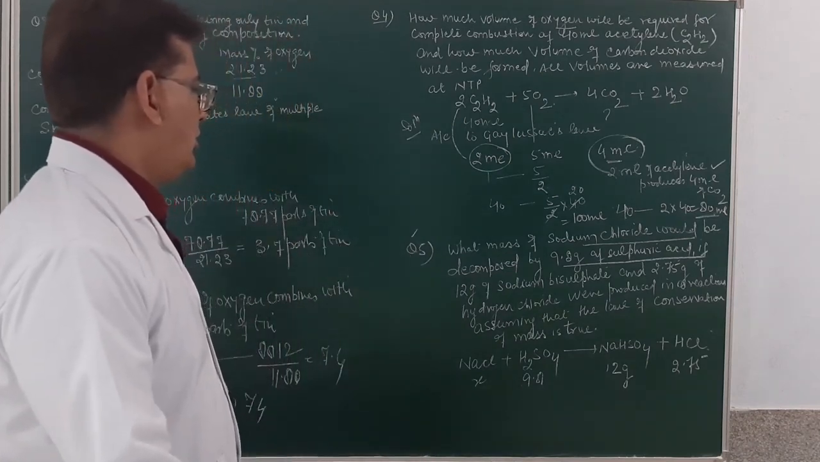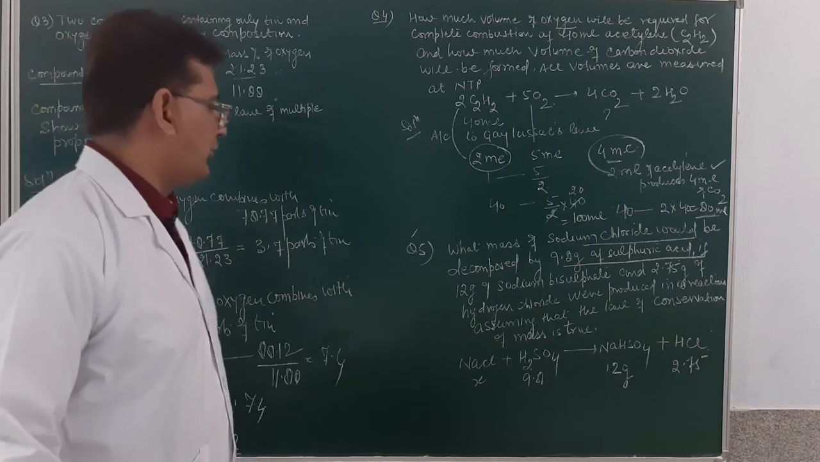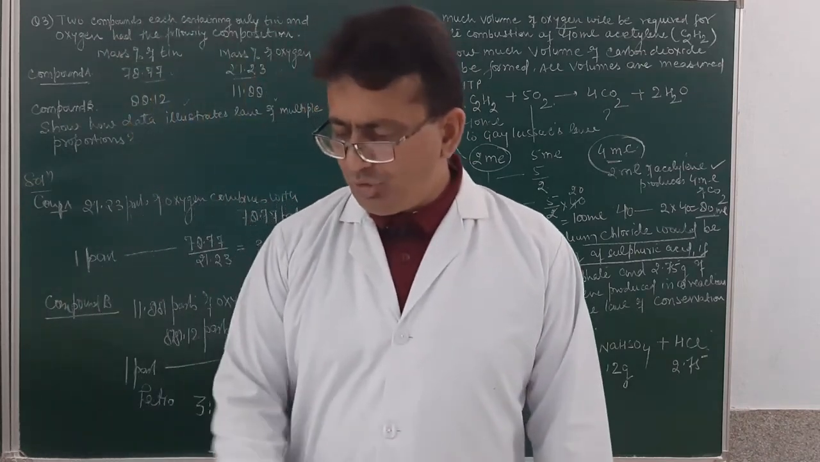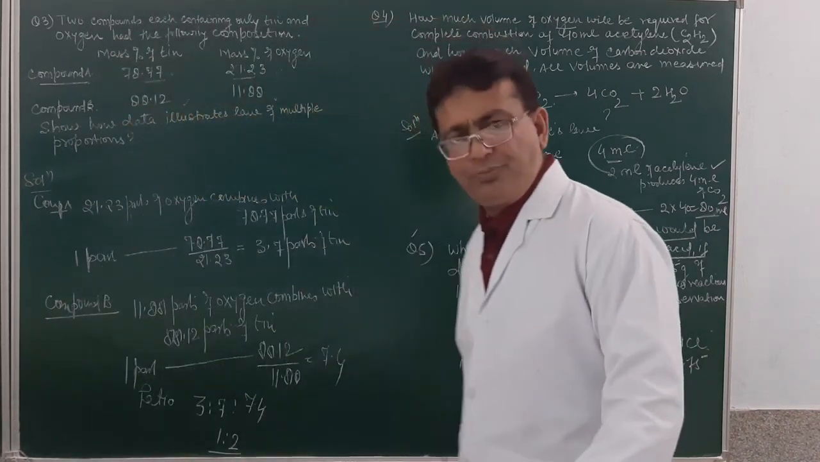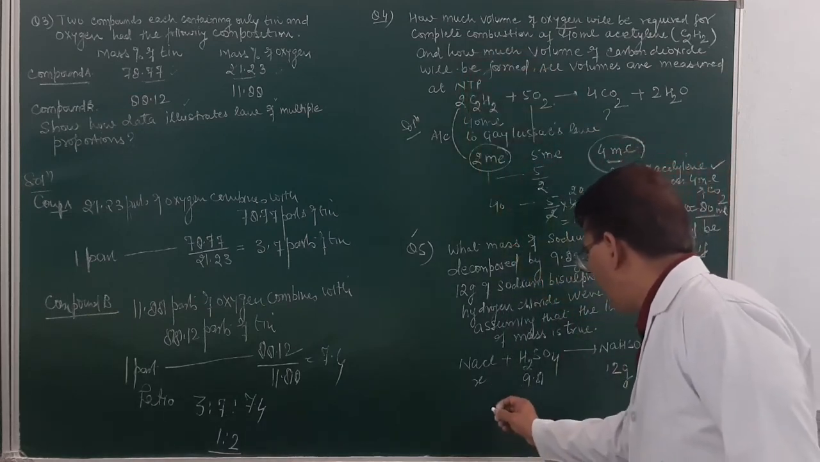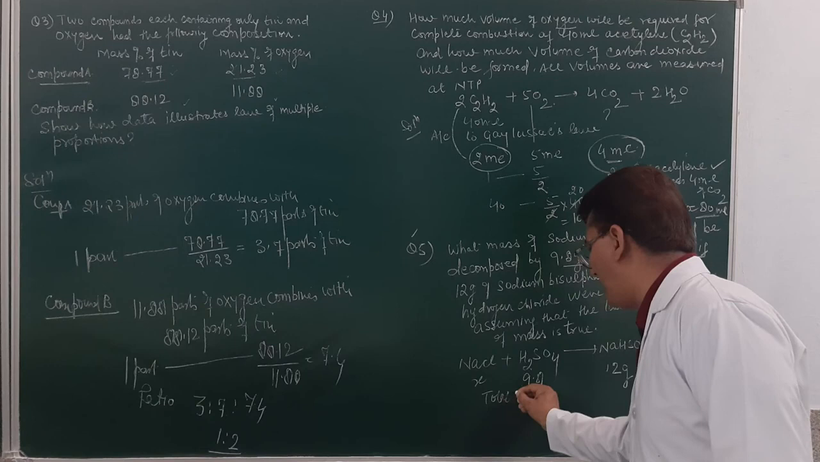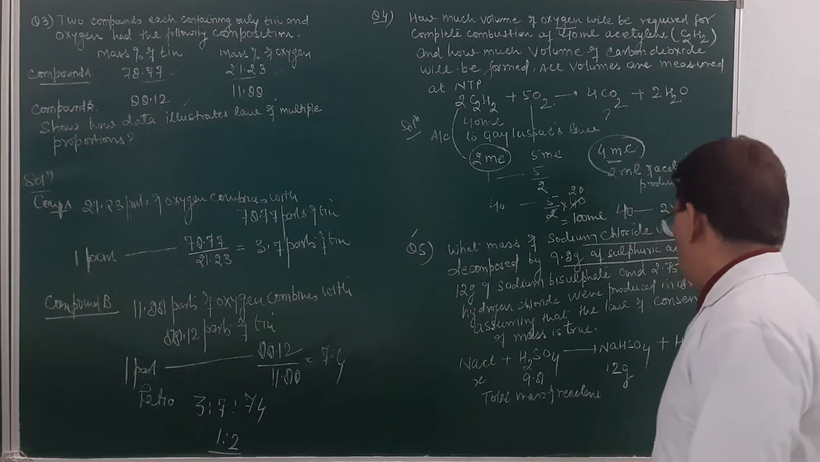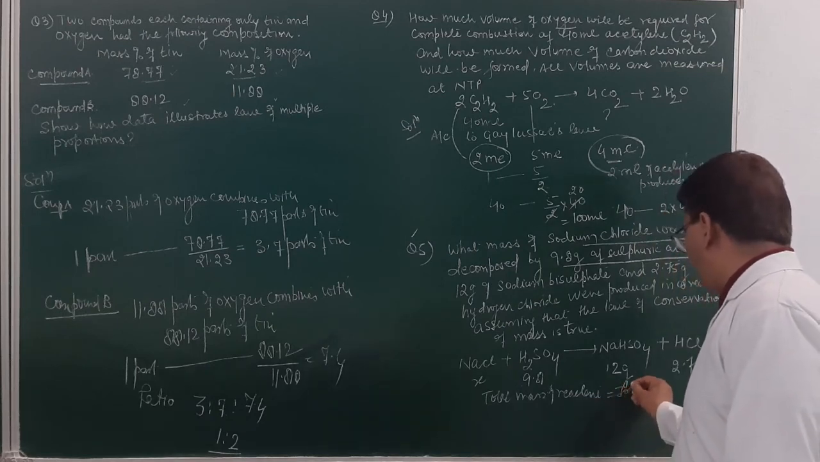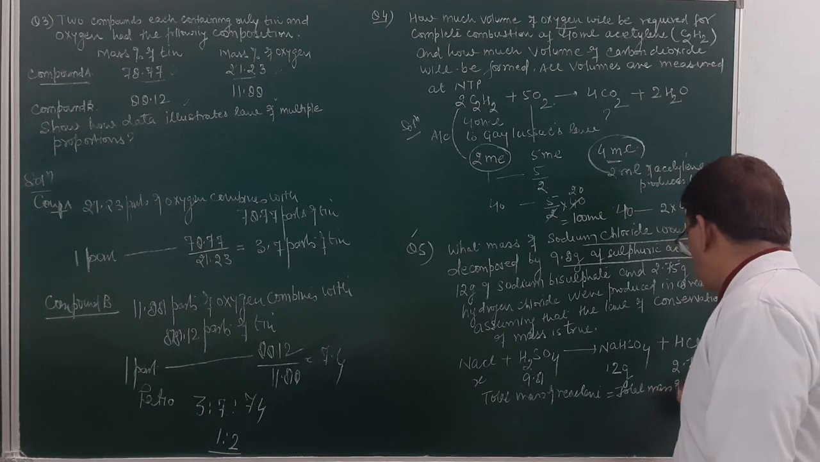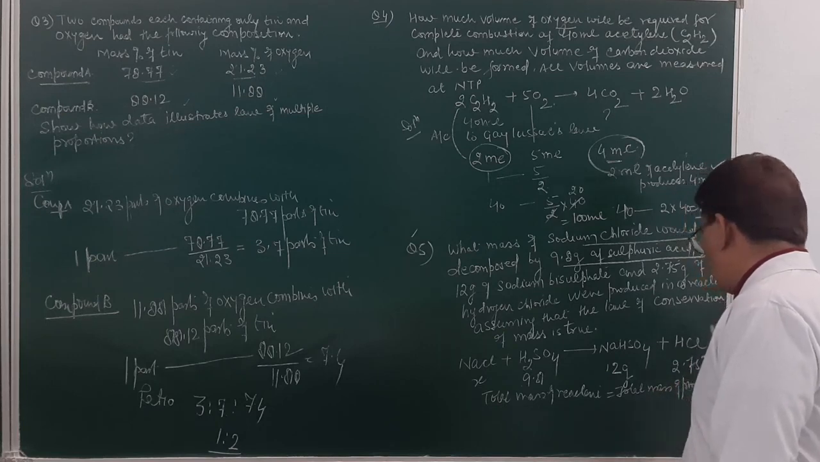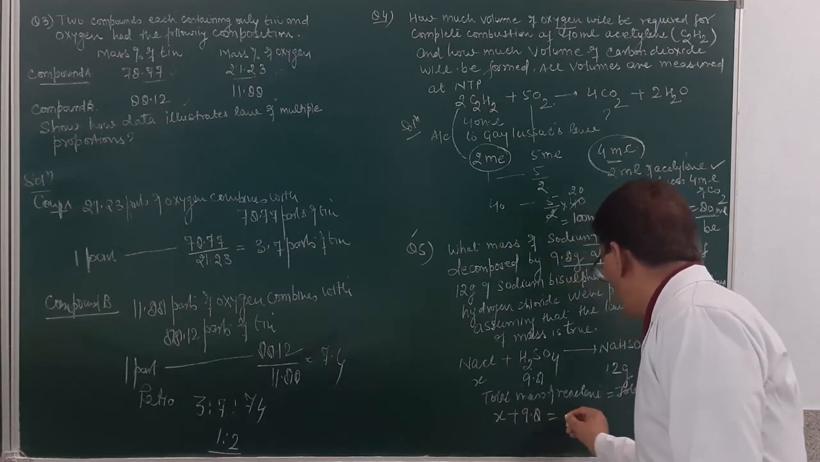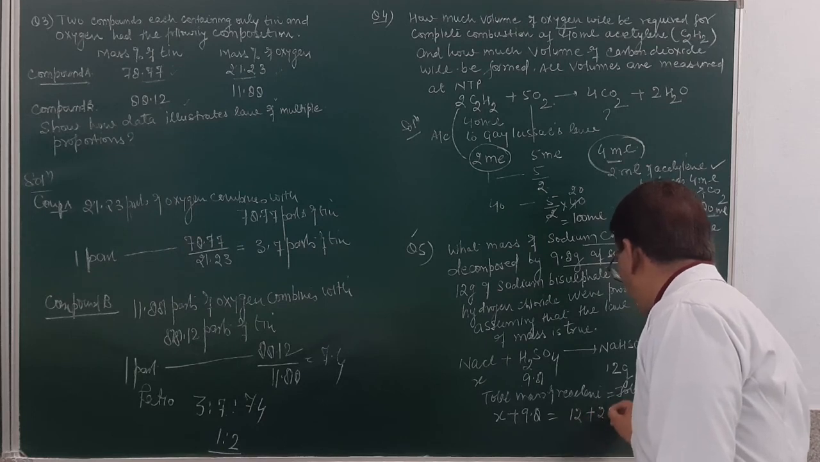Fine. Now assuming that the law of conservation of mass is proved. Now, according to the law of conservation of mass, the total mass of the reactant will be equal to the mass of product. So, the total mass of reactant will be equal to the total mass of product. Yes, this will be X plus 9.8 will be equal to 12 plus 2.75.